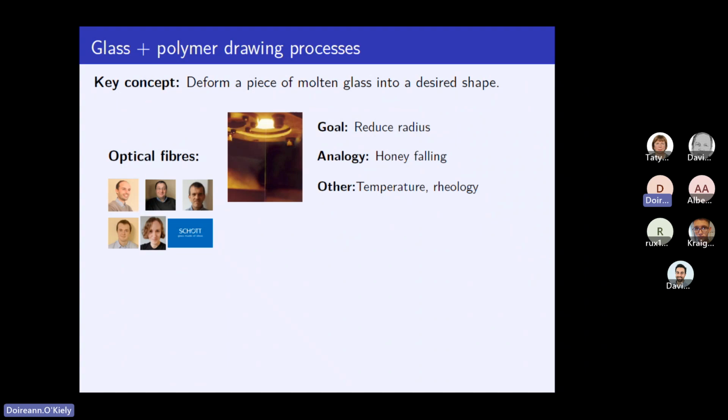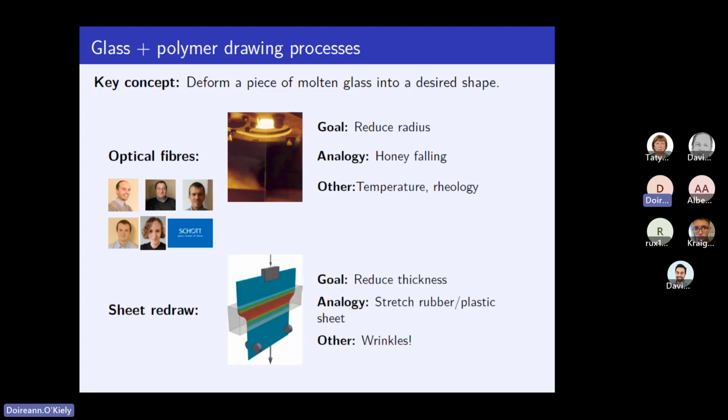You can make your mathematical model more or less complicated depending on whether you think about temperature and rheology and various other processes, but from a deformation point of view, you're just trying to reduce the thickness or reduce the radius. And the same is true for some sheet manufacture processes. There's this process called sheet redraw that I thought about back when I was a PhD student. It's a way of making really, really thin glass sheets for things like smartphones.